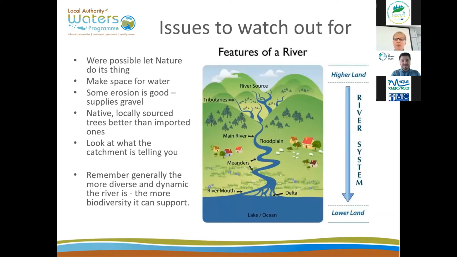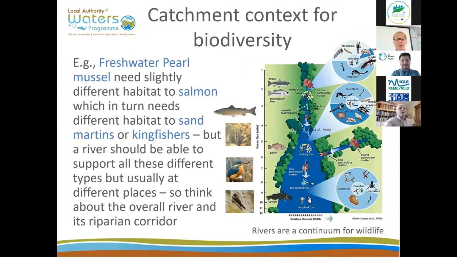And when planting, only plant native trees, locally sourced ideally, because they are the ones that are adapted to the local environment. And look at what the catchment is telling you, because this is your guide. Anglers often know this intuitively, so the catchment will tell you a lot just by stepping back and looking at it. Remember that the more diverse and the more dynamic a river is, generally speaking, the more complex and the more biodiversity it can support.